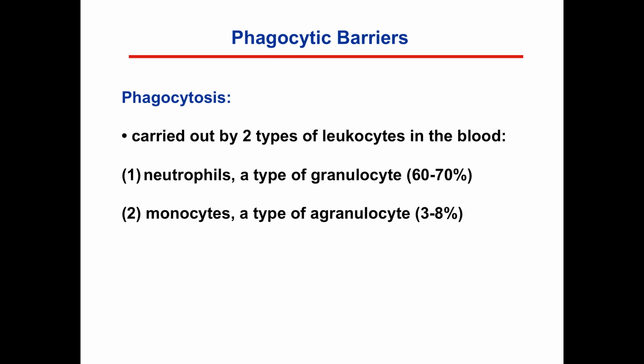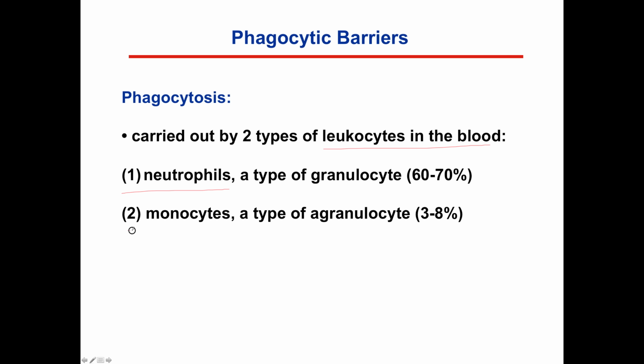So one of the other areas, as I mentioned before, are the phagocytic barriers. Phagocytic barriers are cells which carry out phagocytosis. And there are basically 2 types of leukocytes in the blood. One of those is the neutrophils. This is a type of granulocyte. We're going to see more of this later. This is a really important set, because they're very important cells in your fight against bacteria.